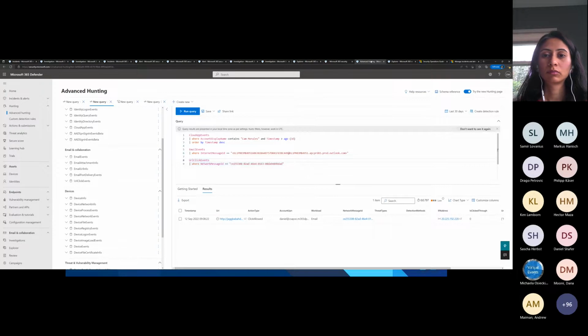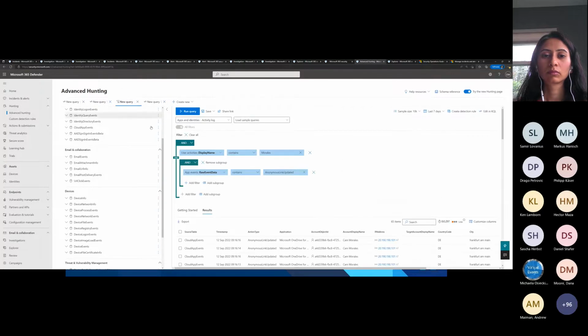A lot of the data you see in our experiences is also exposed using advanced hunting tables, and you can use a query language, but also this is something new. You can use a query builder. This was released recently, and Defender for Office tables are part of this. So you can build up your queries and find more things.